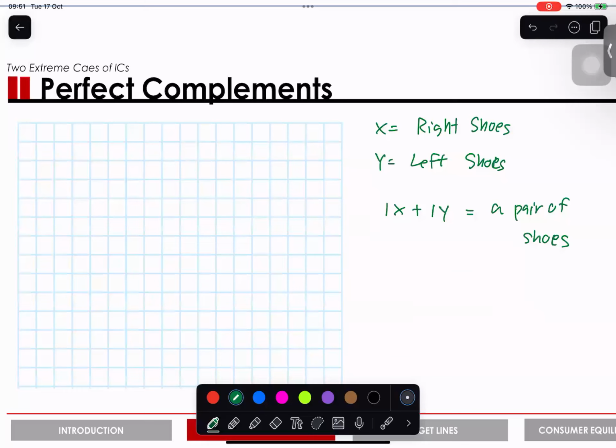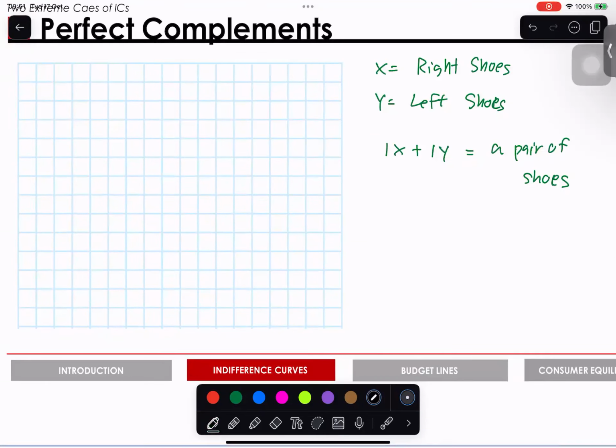Another example that you can have is one iPad and one Apple Pencil. Also used in a fixed proportion, 1 to 1. Or you can think of a car, a car with 4 wheels. Perfect complements used together in a fixed proportion, 1 and 4. But for motorcycles, one motorcycle with 2 wheels. Okay, let's see how the shape would look in this case.